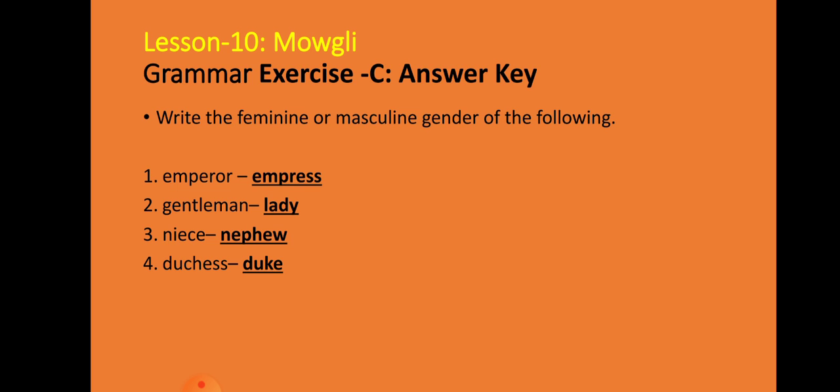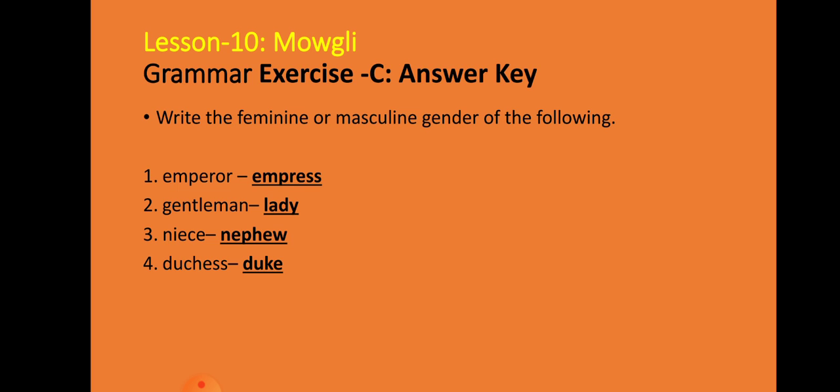Then comes feminine gender, which refers to a female member of a species. For example, lioness, heroine, queen. The third gender is common gender, when a noun refers to a member of a species which can be male or female. A word which can be used for both male and female. For example, student. When I say student, it can be used for a girl and for a boy also.